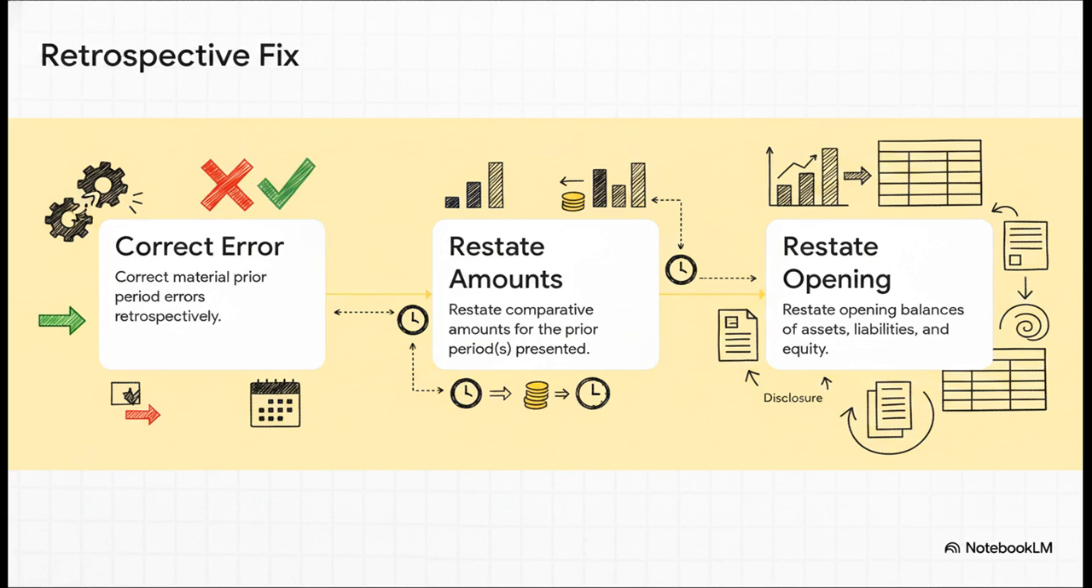And if the error goes back even further, they have to restate the opening balances of assets, liabilities, and equity for the earliest prior period presented, plus all those detailed disclosures required by paragraph 49.